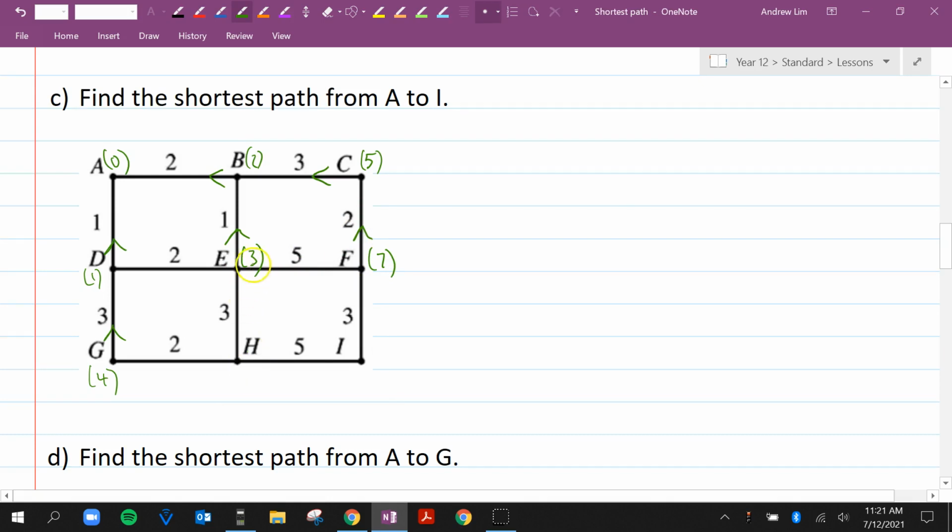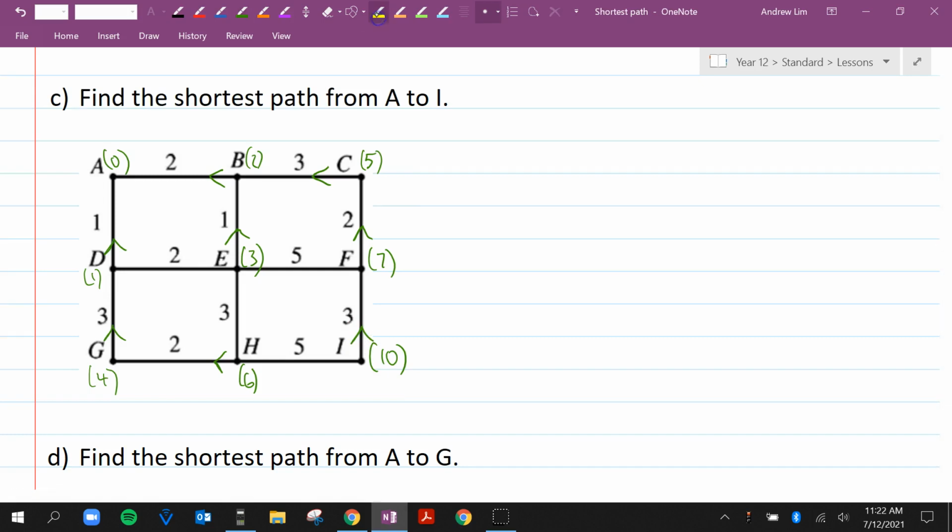The H, I've got 2 different ways. 3 plus 3 is 6, 4 plus 2 is 6, so it doesn't really matter. I'm going to write 6 here. I might just draw my arrow to the left. And I, we've got 6 plus 5, which is 11, or 7 plus 3, which is 10. So 10 is the smallest, and it's coming from the 3.